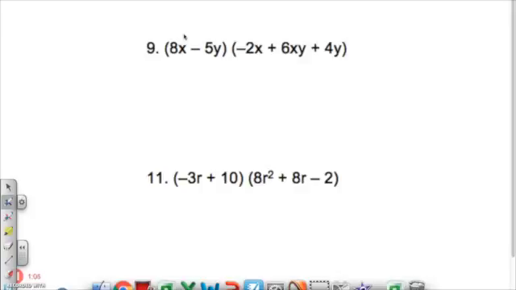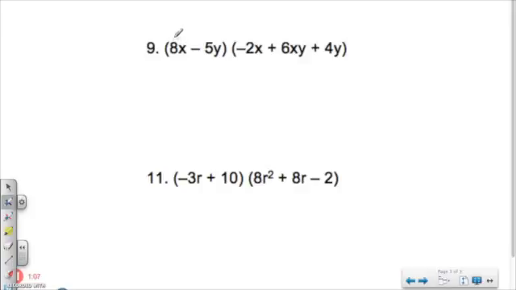So I'm going to start by taking this 8x and multiplying it by the first term in the second expression, which is negative 2x. When I do that, I'm multiplying my coefficients, so 8 times negative 2 is negative 16, and then I'm multiplying my variables, x times x. Remember that there's an understood exponent of 1 on each of those, so when I multiply variables with the same base, I'm going to add those exponents, so it ends up being 1 plus 1, which is 2, which is where that x squared comes from.